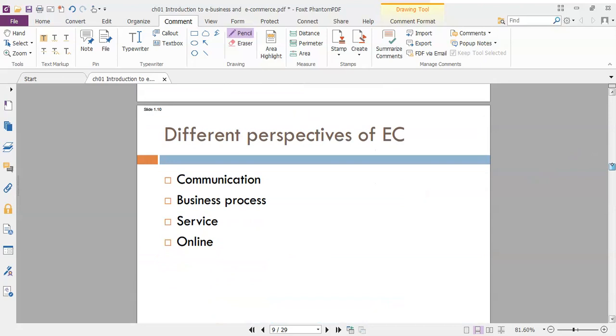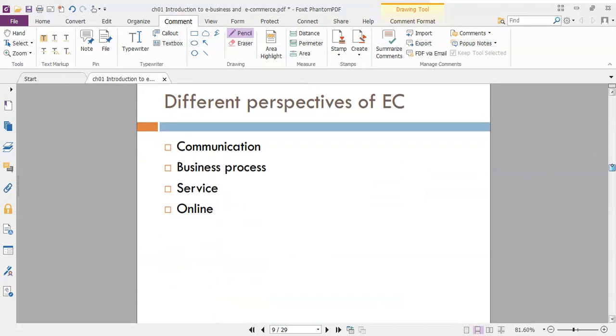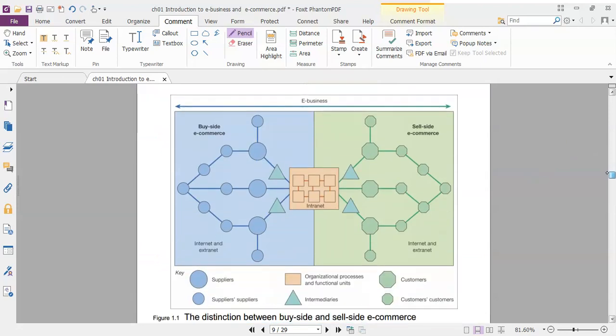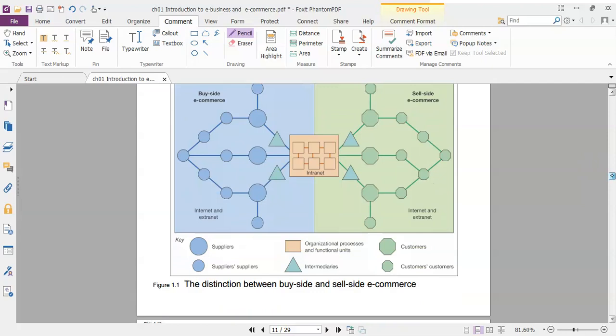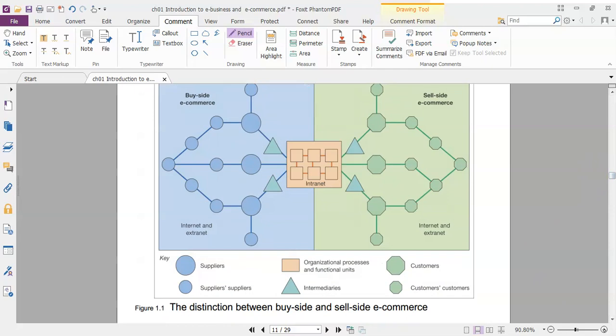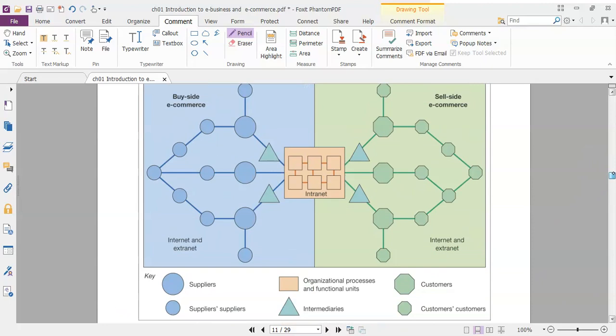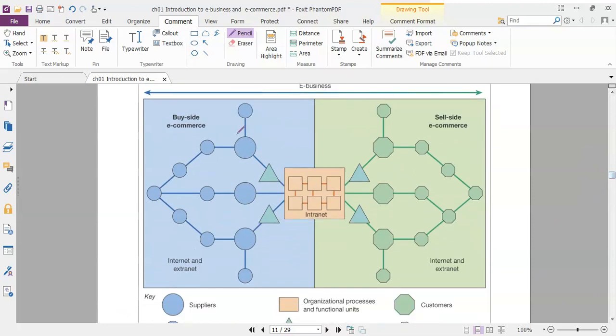So, different perspectives of e-commerce, in terms of communication, business process, service, and online. This is what we call the distinction between buy side and sell side of e-commerce. Let's look at the diagram here. So, buy side e-commerce.